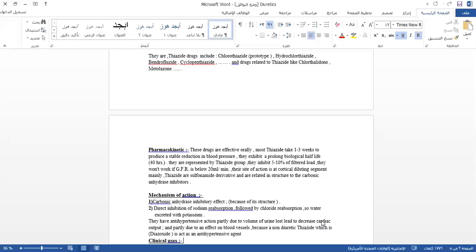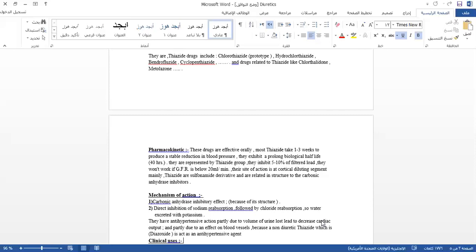They inhibit only 5 to 10% of the filtered load, so they are called moderate efficacy, unlike high efficacy diuretics, which have the ability to excrete 15 to 20% of the filtered load. They do not work if the GFR is below 20 ml per minute. This is a difference point with the high efficacy diuretics, which, as we said, can work even when the GFR is less than 10 ml per minute.